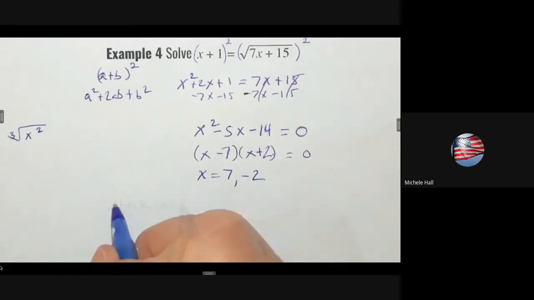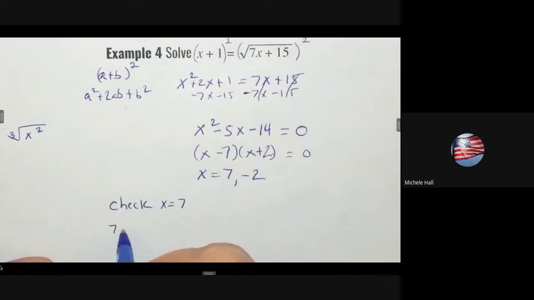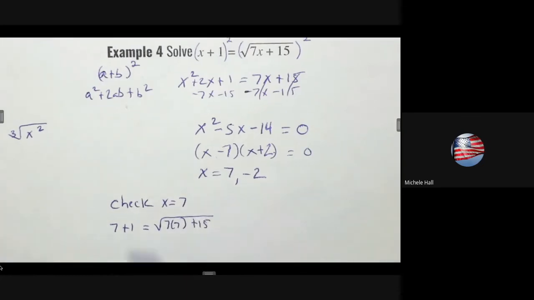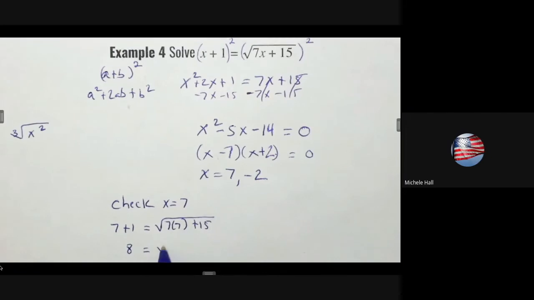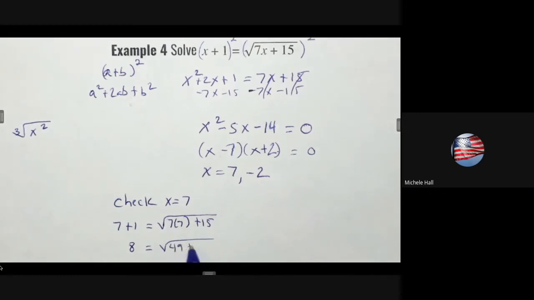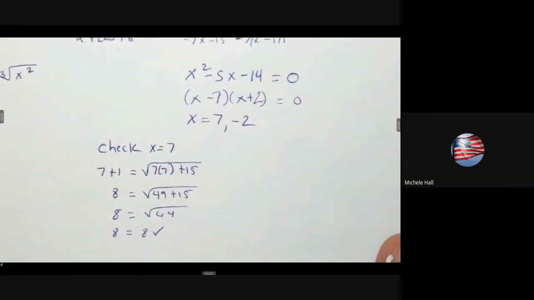Let's check. So we have 7 plus 1 equals the square root of 7 times 7 plus 15. We have 8 equals the square root of 49 plus 15, 64. And we get that 8 equals 8. So 7 is a solution.